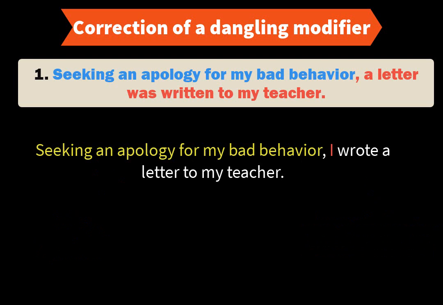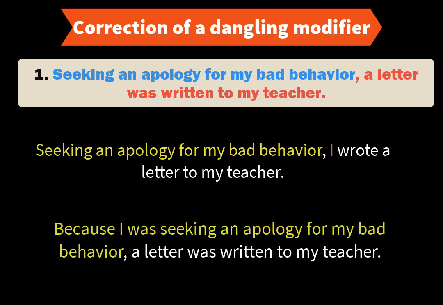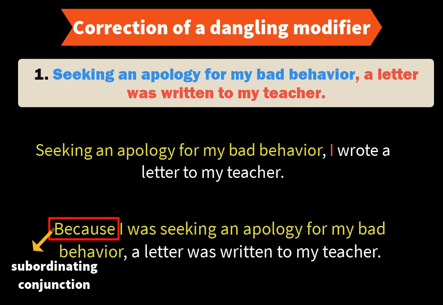The second way to correct the sentence is to change this present participle phrase into a dependent clause starting with the subordinating conjunction. So something like that can be said. Because I was seeking an apology, a letter was written to my teacher. So now this sentence is starting with a subordinating conjunction because, and it has a subject I, it has a verb, right? And that is why it's a clause. So because I was seeking an apology, a letter was written to my teacher. Now it makes all the sense in the world. All right. So we have two types of clauses here, a dependent clause in the beginning of the sentence, and after that we have an independent clause.